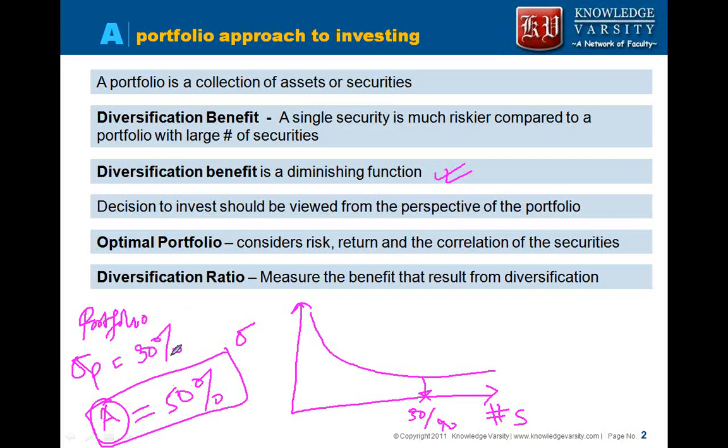So you have a portfolio with a standard deviation of 30%. Maybe your portfolio is made up of 5 stocks. Will you include one more stock, and this stock's standard deviation is 50%? Will it make sense to include this?